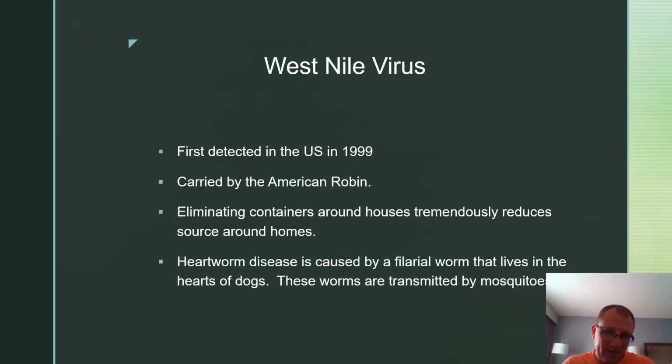West Nile virus is also a very important disease. It was first detected in the U.S. in 1999. It is carried by the American robin. Eliminating containers around houses tremendously reduces sources around homes.